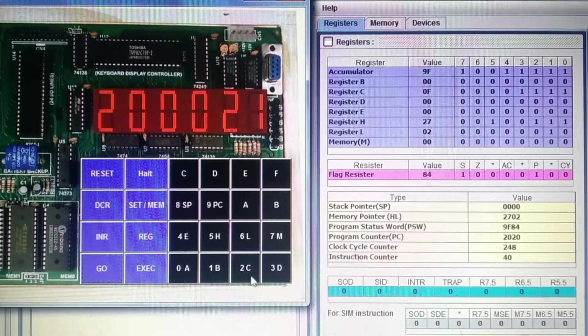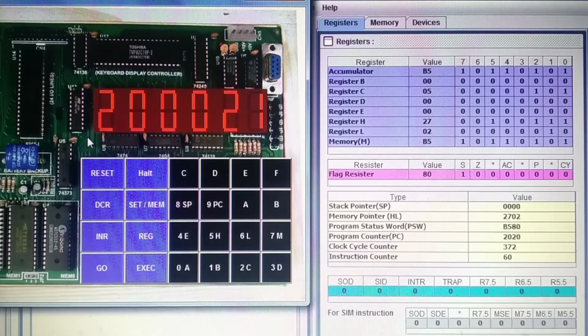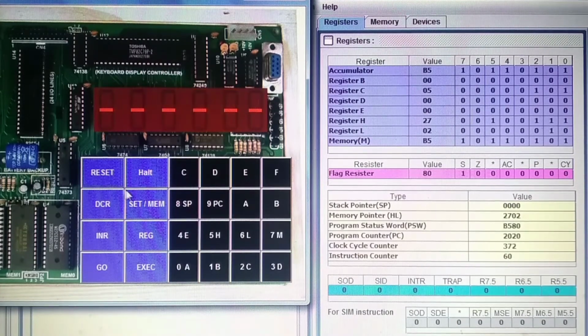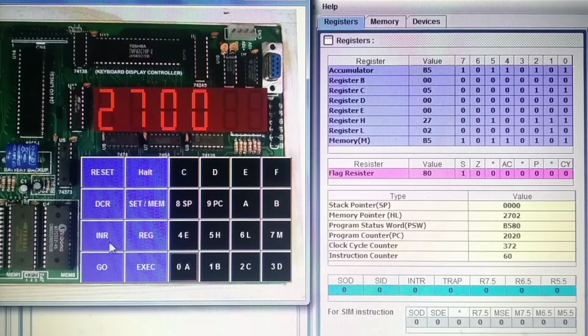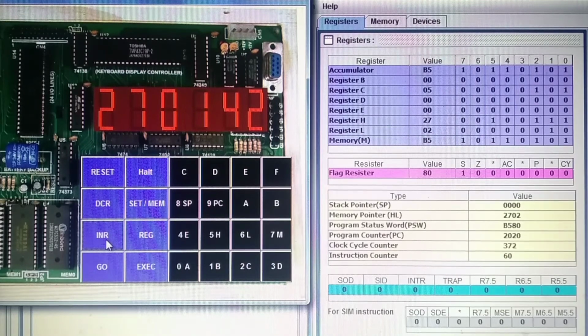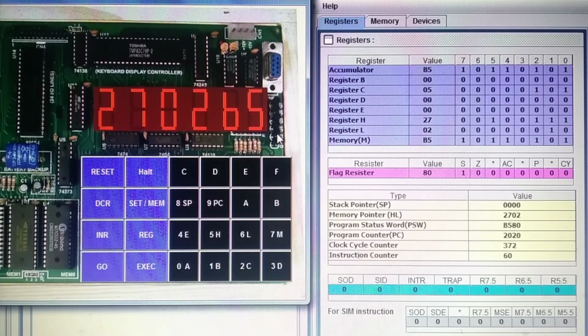Reset, go 2000 and execute the program. Go to the memory location where the result is stored. Reset, set memory 2700. You will get the first number 35. You will get the second number 42, and you will get its equivalent, that is B5. This is all about the execution of the program.